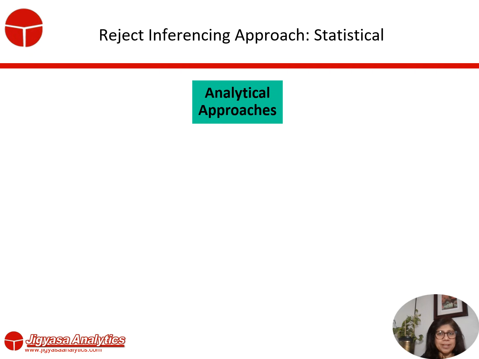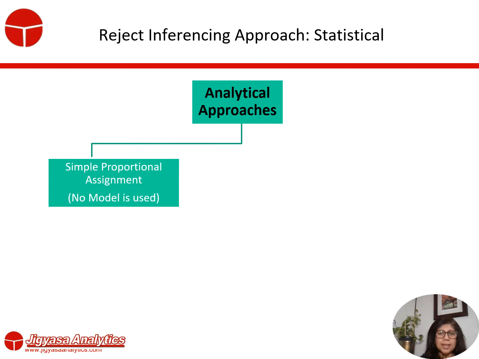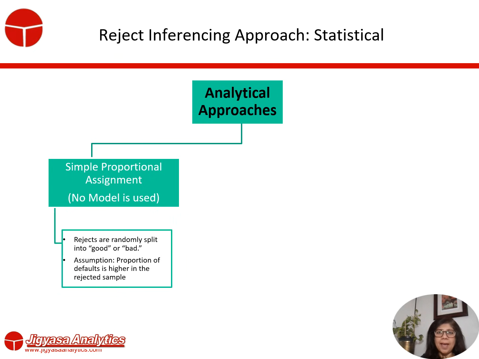One approach to reject inference is a simple proportional assignment. This method involves random partitioning of rejects into good and bad accounts. The assumption is that the default rate is higher in the rejected sample than in the accepted sample. Usually, we assume that the rejected sample has a bad rate that is 2 to 5 times higher than in the accepted population. This method is very simple and does not require us to build a model on the funded applicants.